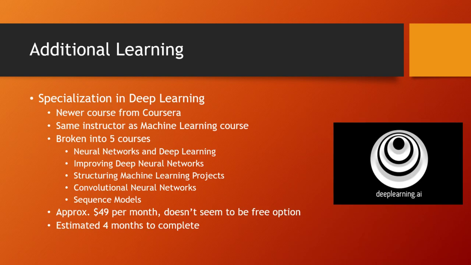There is also a newer course offered on Coursera through a website called deeplearning.ai that is taught by the same instructor as the other machine learning course. This one looks to be a little longer at 3 months to complete. This course is split up into 5 smaller courses by category: Neural Networks and Deep Learning, Improving Deep Neural Networks, Structuring Machine Learning Projects, Convolutional Neural Networks, and Sequence Models.